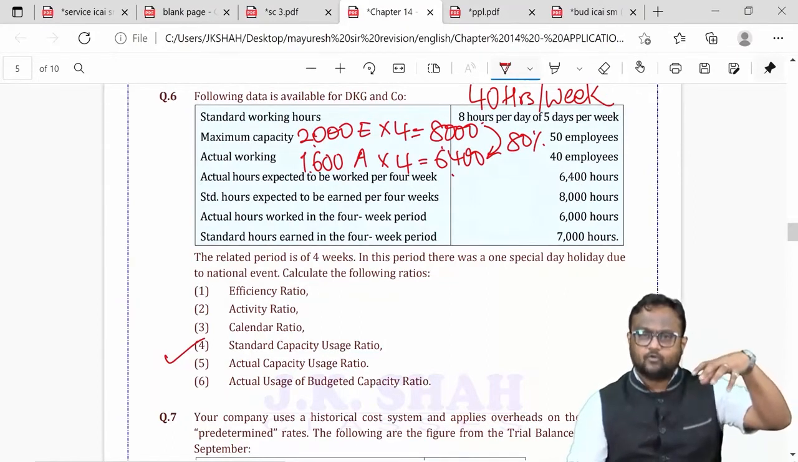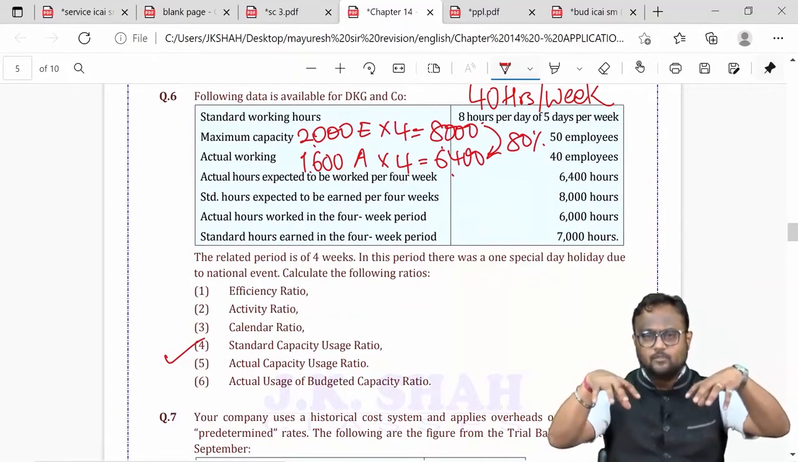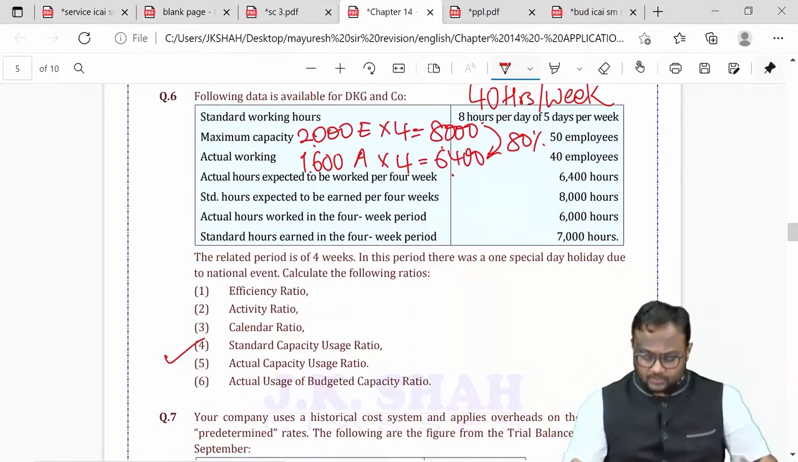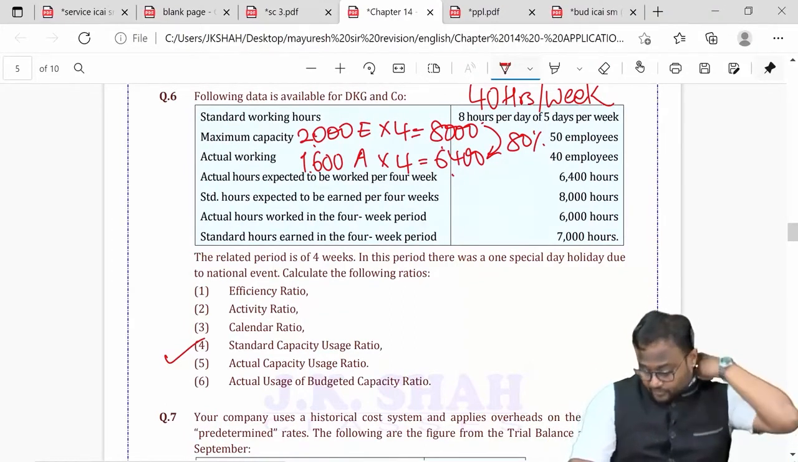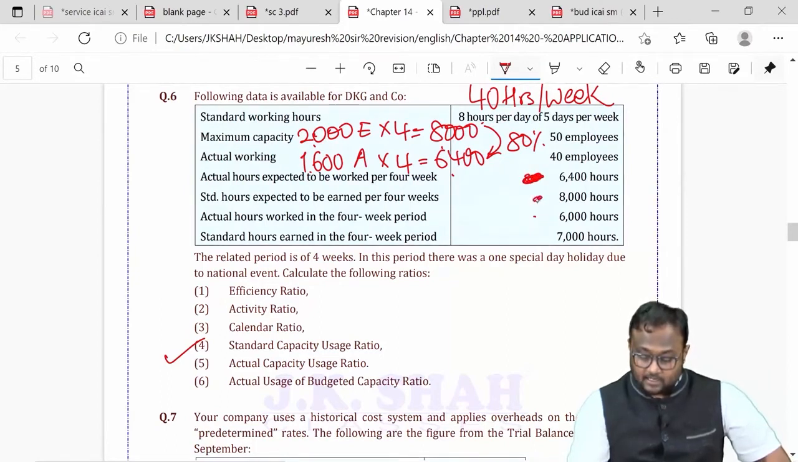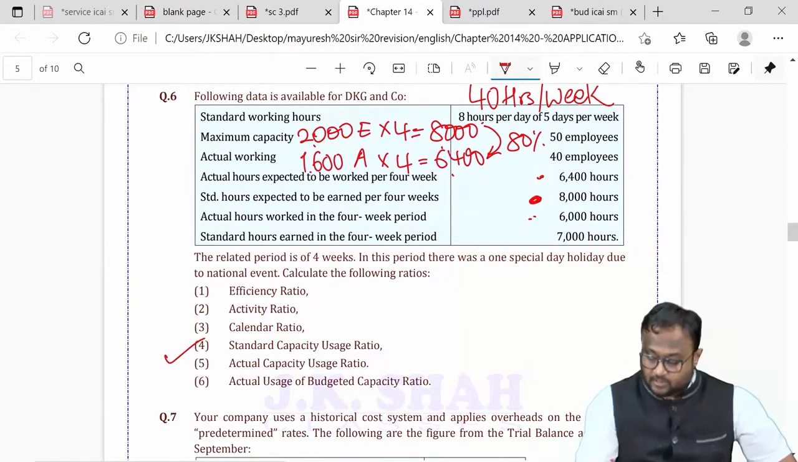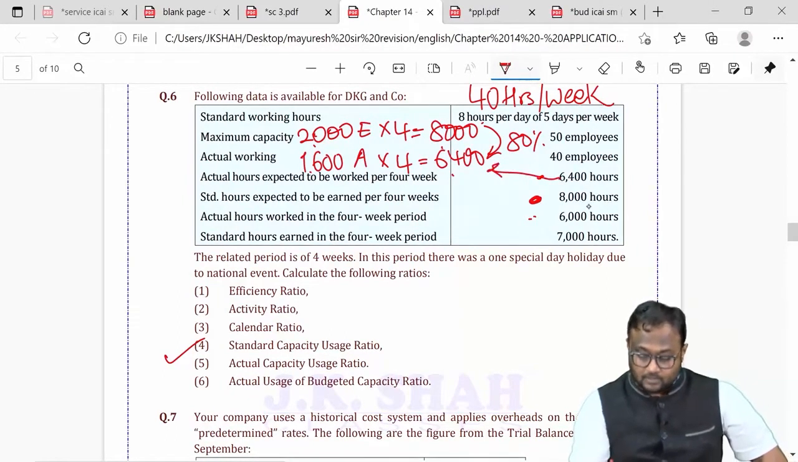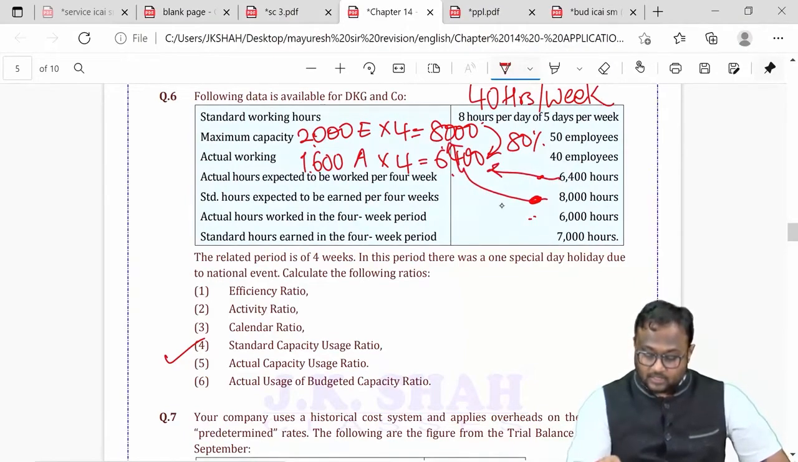You could have said to work for 8,000. You are keeping your budget at 6,400. So this is standard usage. Now efficiency ratio. Please understand, your actual hours are 6,400, but standard hours are 8,000. Actual hours worked, actual hours expected to be worked for 4 weeks. Standard hours 8,000. So this 6,400 is nothing but this only. This 8,000 is the other data.